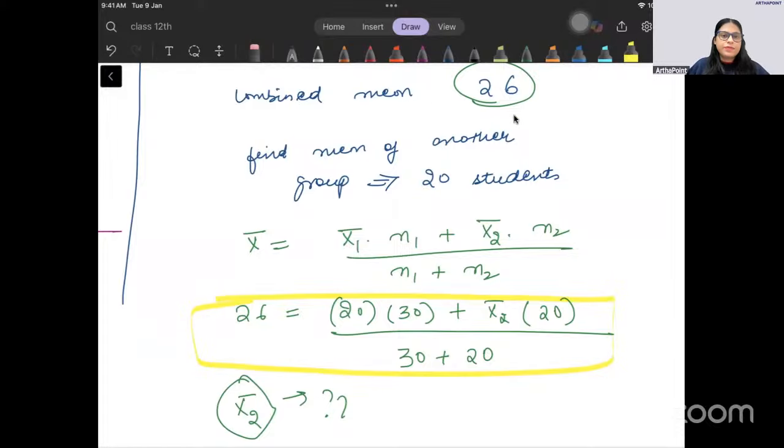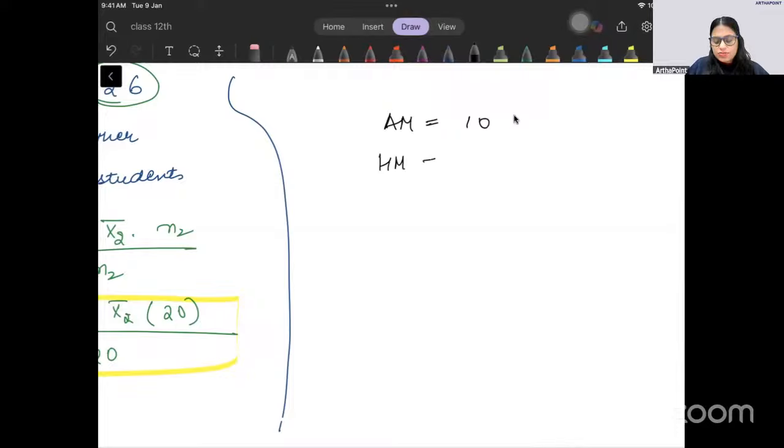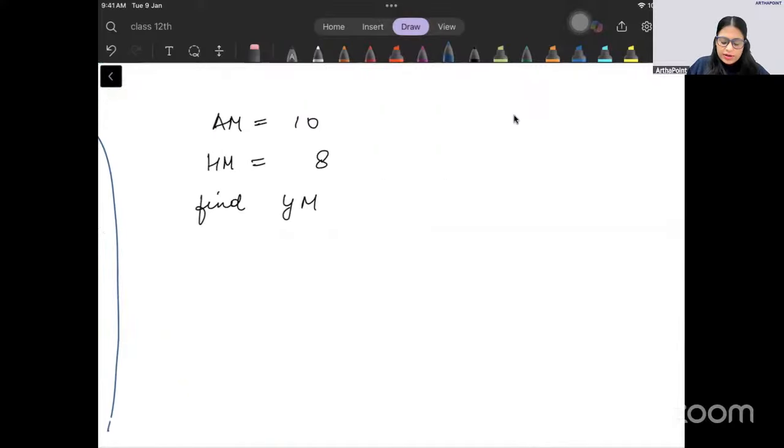Okay, okay. So you're given कि AM of two numbers is 10 and HM is 8. You have to find GM. So I think we didn't write the formula. GM is AM into HM under root.